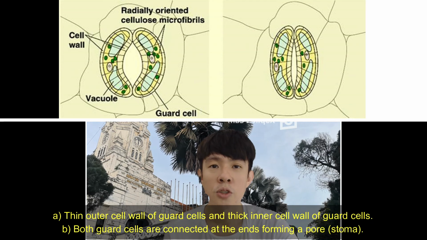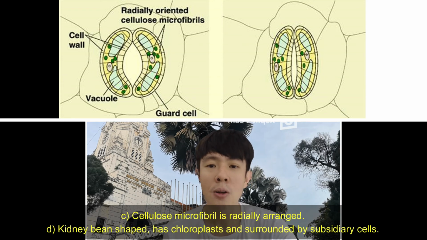The structures of stomata. A. Thin outer cell wall of guard cells and thick inner cell walls of guard cells. B. Both guard cells are connected at the ends, forming a pore, stoma. C. Cellulose microfibrils are radially arranged. D. Kidney bean shape, has chloroplast and surrounded by subsidiary cells.